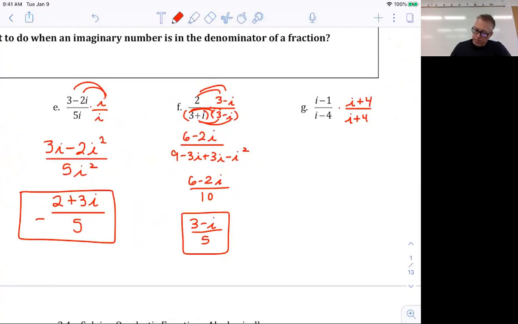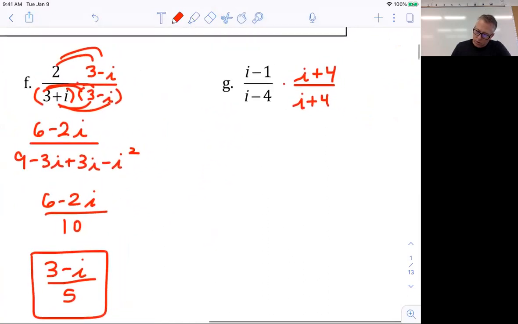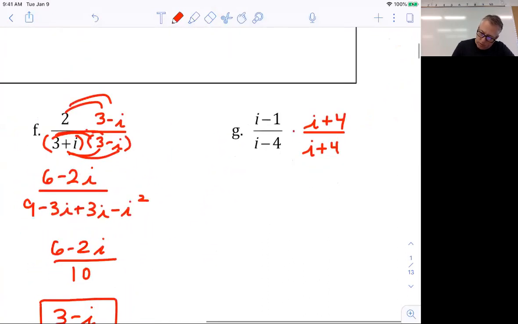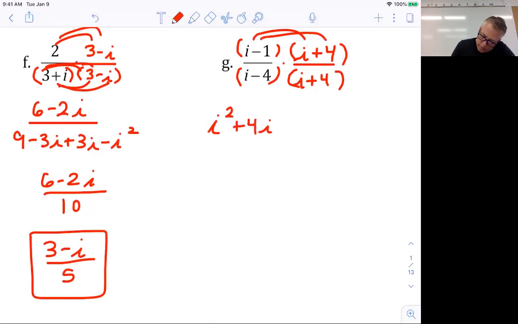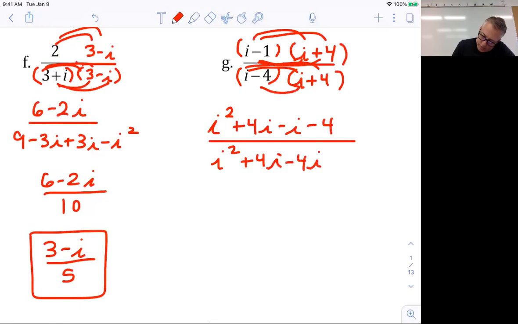So I'll do the last one, G. So here I'm going to FOIL. I have to FOIL both the top and the bottom. So when I FOIL the top, i times i, that's going to be i squared plus 4i minus i minus 4, divided by, the bottom is going to be i squared plus 4i minus 4i minus 16.